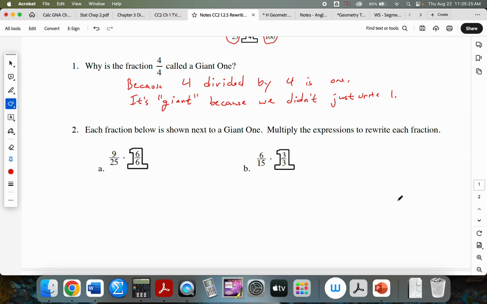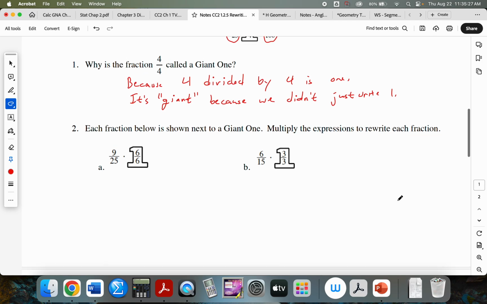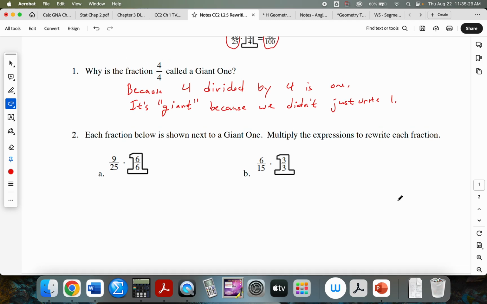So each fraction below is next to a giant 1. Multiply the expressions to rewrite the fraction. If you haven't already done so, go to it. So please do both A and B on number 2. If you've already done that, check with someone who's sitting nearby you. Don't let your neighbor be wrong.